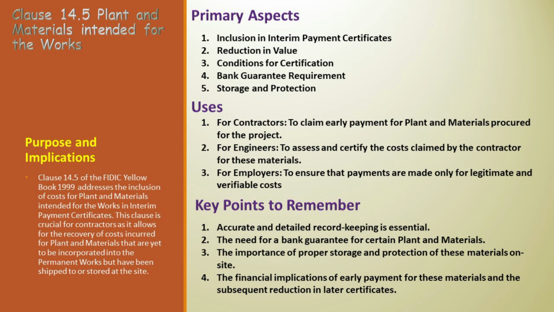Certification and currency. The engineer certifies an amount equivalent to 80% of the determined cost of these plant and materials. This amount is adjusted in the currencies stipulated in the contract, aligning with future payments under subclause 14.3(a). Upon inclusion in a payment certificate, a corresponding reduction is applied for these plant and materials, in the same currencies and proportions.